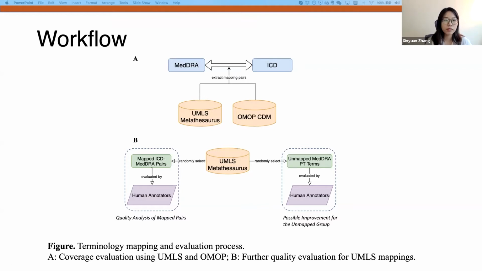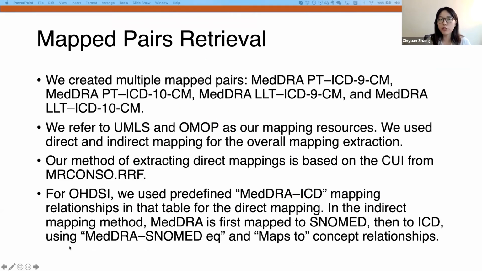So here is how we did the retrieval for the map pairs. Because ICD-9-CM and 10-CM have been used recently in EHR, and we wanted to include all of them if we want to do a retrospective study for the EHR data. And both PT and LLT are mentioned in the mapping relationships in both UMLS and OHDSI. So we created multiple mapping pairs from MedDRA PT to ICD-9-CM and 10-CM, and also the MedDRA LLT level to 9-CM and 10-CM codes.